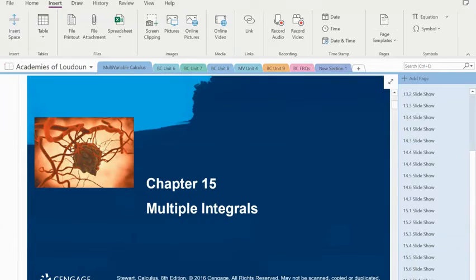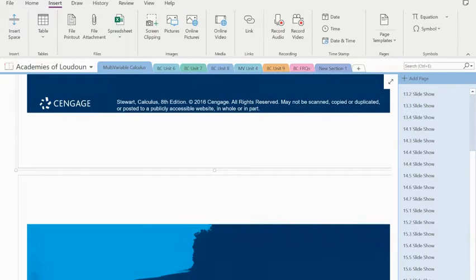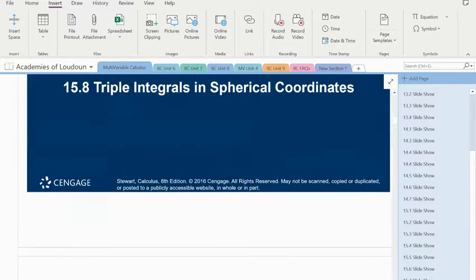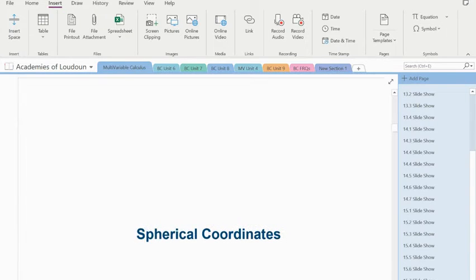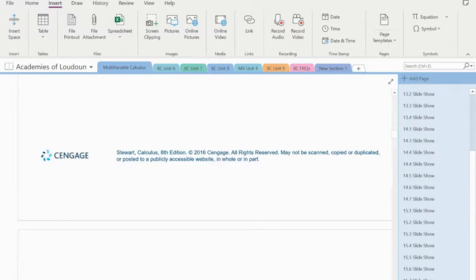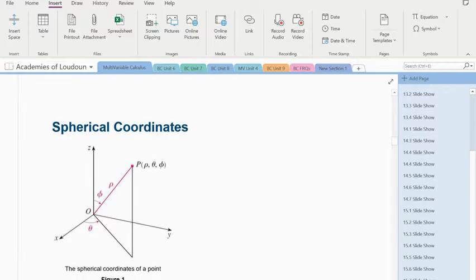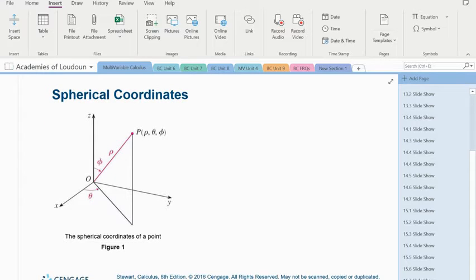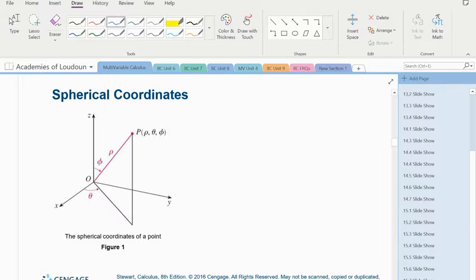This is Unit 4, Chapter 15, Section 15.8, Triple Integrals in Spherical Coordinates. Another useful coordinate system in 3 dimensions is the spherical coordinate system. It simplifies the evaluation of triple integrals over regions bounded by spheres or cones.